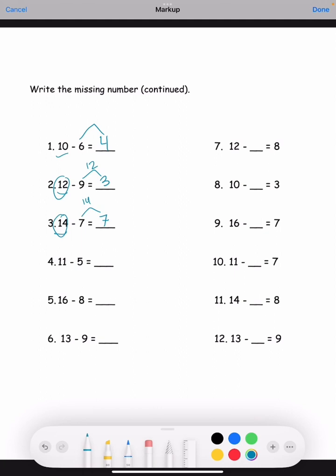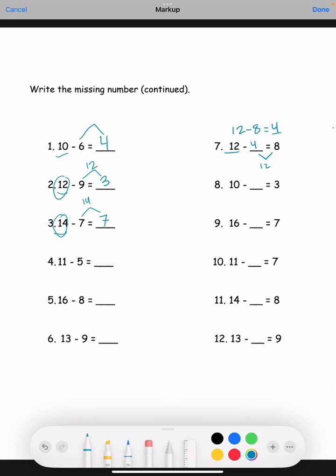And let's skip over to number 7, where we are finding the blank. Alright, 12 minus blank equals 8. It is very simple. All you do is subtract 8 from 12 to find the missing fact of the family. 12 minus 8 equals 4. So 4 was the missing number of the fact family. So 4 will be right here. And you can check your answer by adding these numbers. 4 plus 8 equals 12.